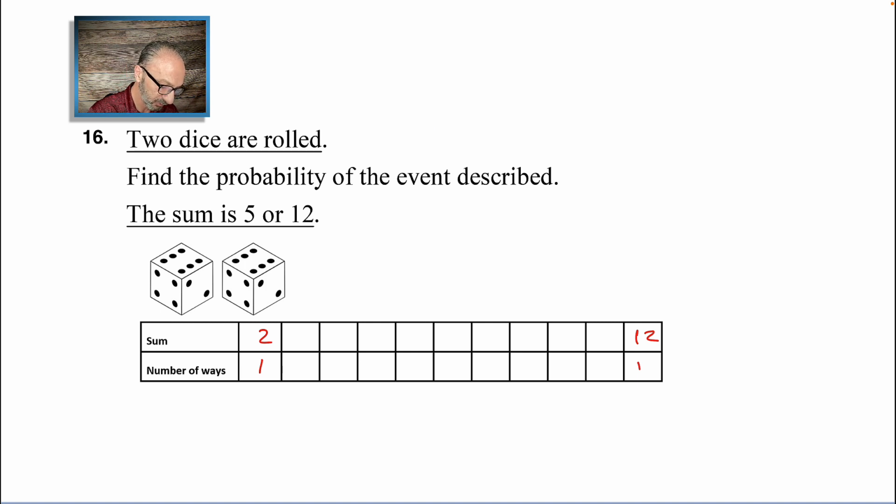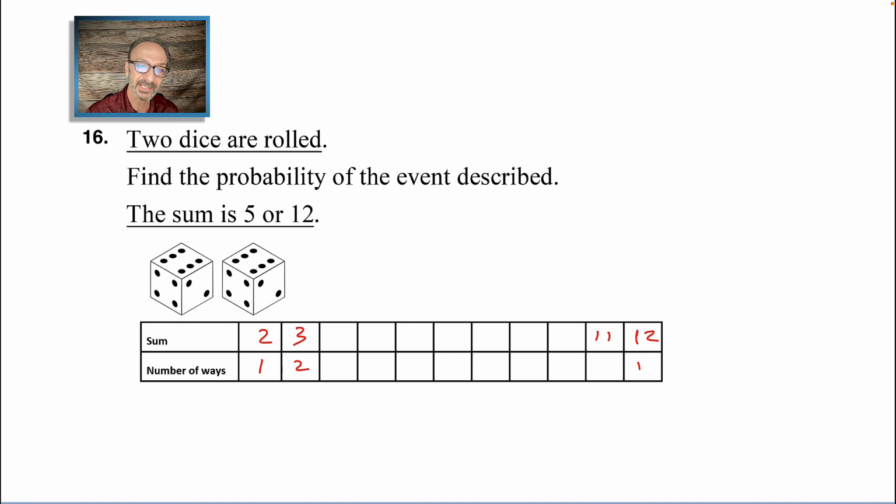I could get a sum of 3. Sum of 3, which is 2 and 1 or 1 and 2. That's two different ways. Sum of 11, which is 5 and 6 or 6 and 5. Of course, if the dice are colored like blue and red or blue and green, I could say I'm going to get 5 on red and 6 on green, that's 11.